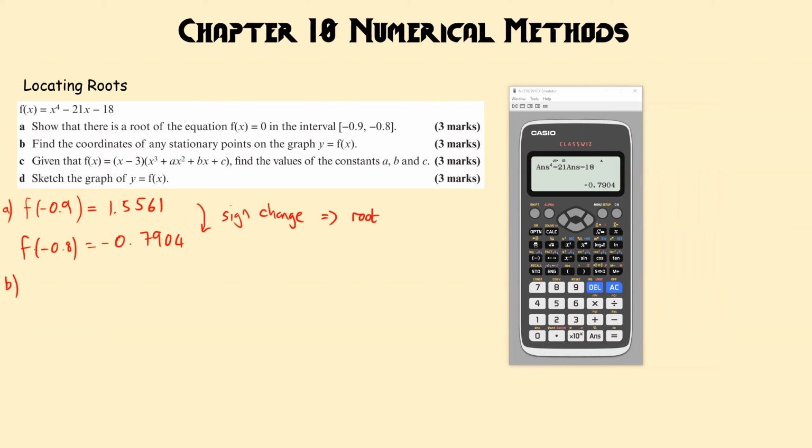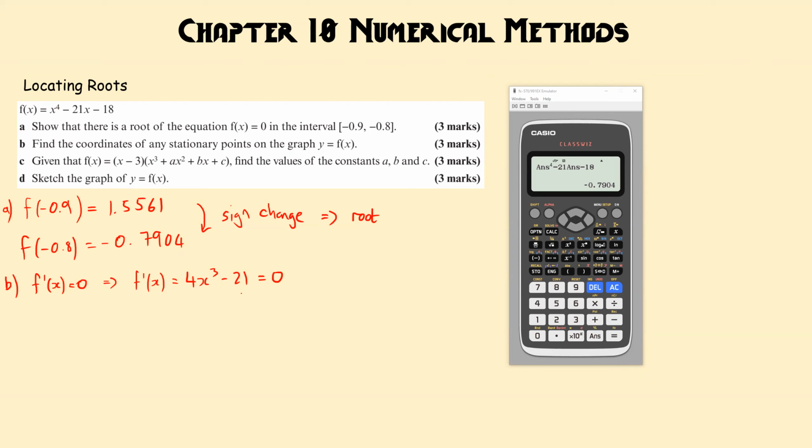Part B, find the coordinates of any stationary points on that graph. So in that case, I want to differentiate, and remember a stationary point occurs when the gradient is 0. So I just want to basically set f dash of x equal to 0. Not really part of this chapter, but it's just getting you to think about that. So putting that in here, I know that f dash of x is going to be 4x cubed, apologies, let's just change that, minus 21.